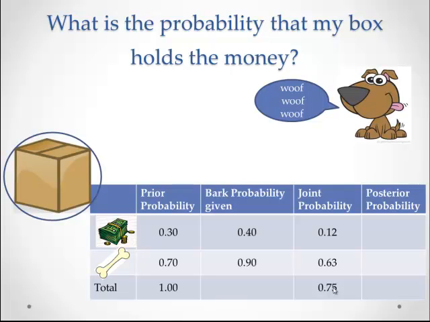So if you bring Roxy, 75% of the time he'll bark, without taking into account any information about what is in the box. Now I can use that to calculate the posterior probability, and the posterior probability is going to be the ratio of the 0.12 divided by 0.75. You might want to pause here and do the calculations and see if your calculations match my posterior probabilities.